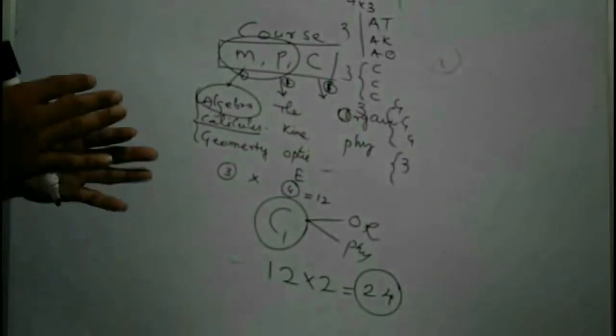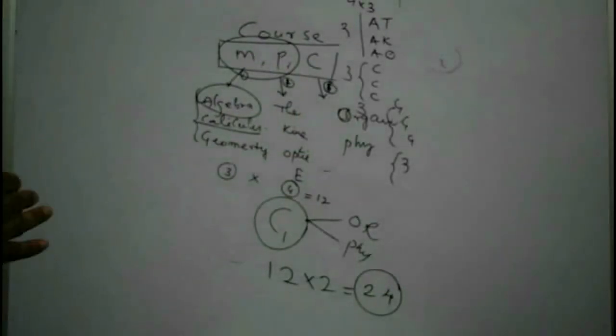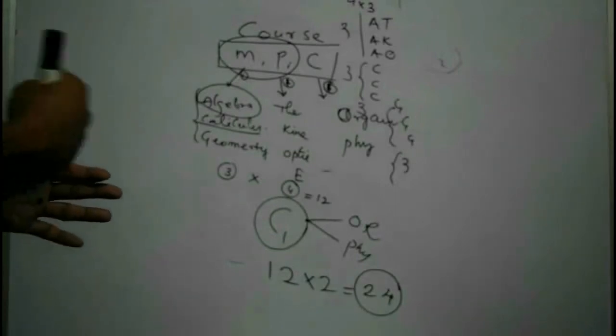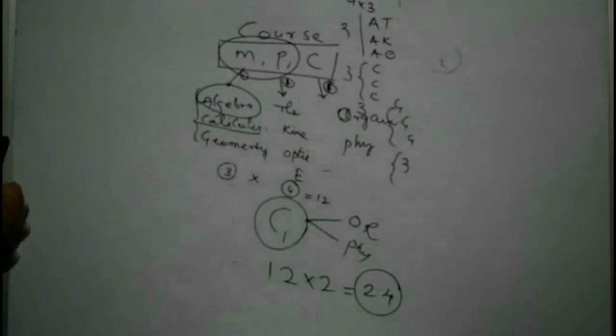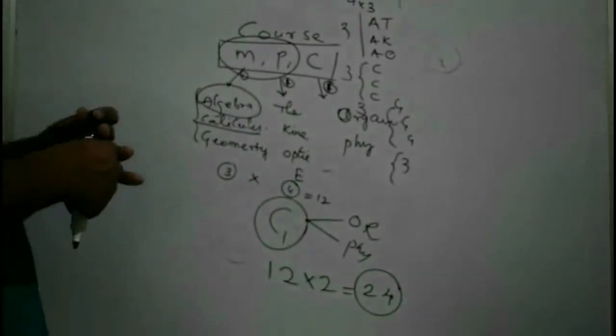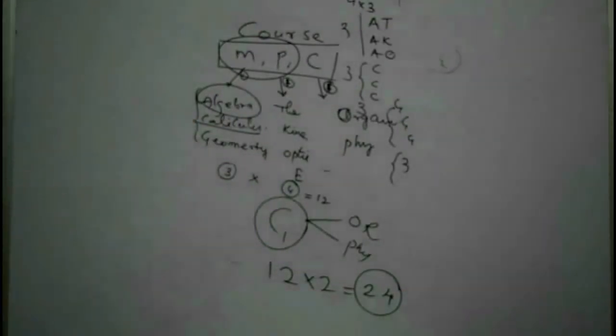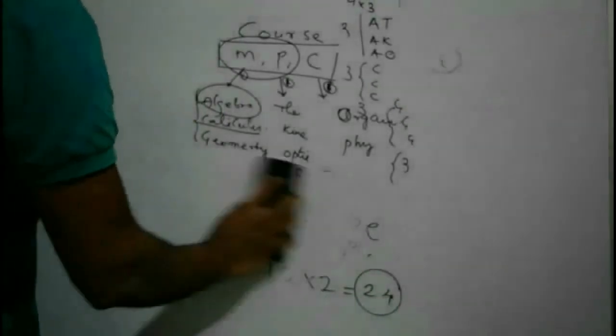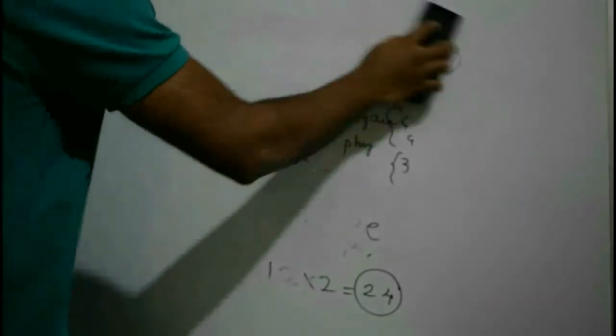But here that is not the job. Here the job is not selecting one subject. Here the job is selecting 3 subjects: maths and physics and chemistry, not "or". In such situations we use the fundamental principle of multiplication. Whenever you want to perform a work or job one by one, then you have to multiply.